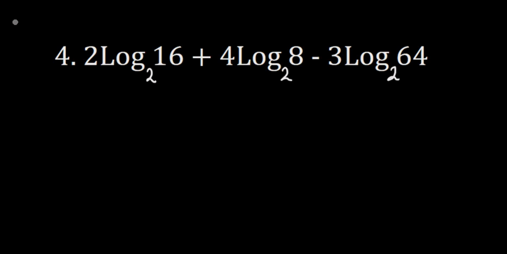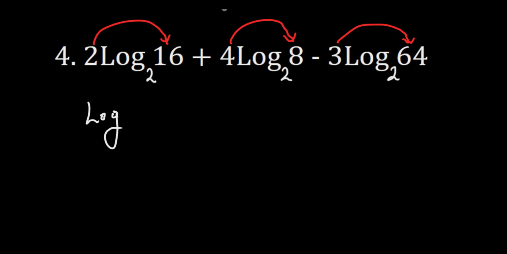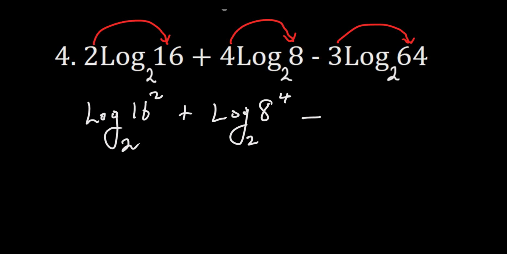Question number 4. 2 log 16 to base 2 plus 4 log 8 to base 2 minus 3 log 64 to base 2. Now, to solve this problem, first we need to switch all of these values over here, switch the 2, switch the 4, and switch 3 over here. So once that happens, then we're going to have log 16 squared to base 2 plus log 8 to the 4th power base 2 minus log 64 to the 3rd power to base 2.